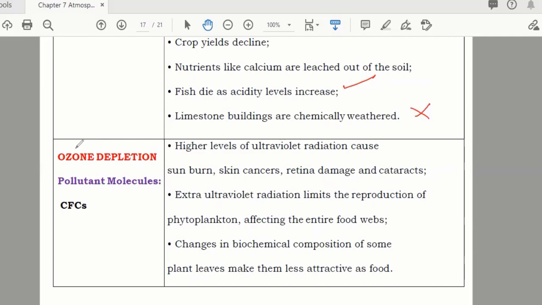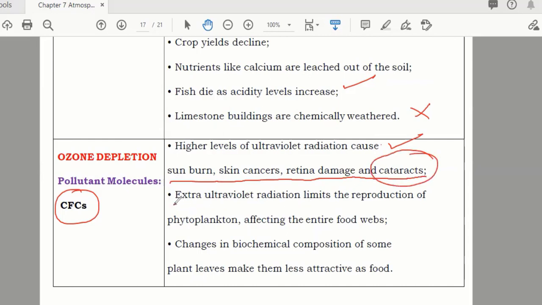After that, ozone depletion happens, and what's the reason for that? CFC, chlorofluorocarbon. Higher levels of ultraviolet radiation cause what? Sunburn, skin cancers, retina damage, and cataracts. This is a disease of the eye.